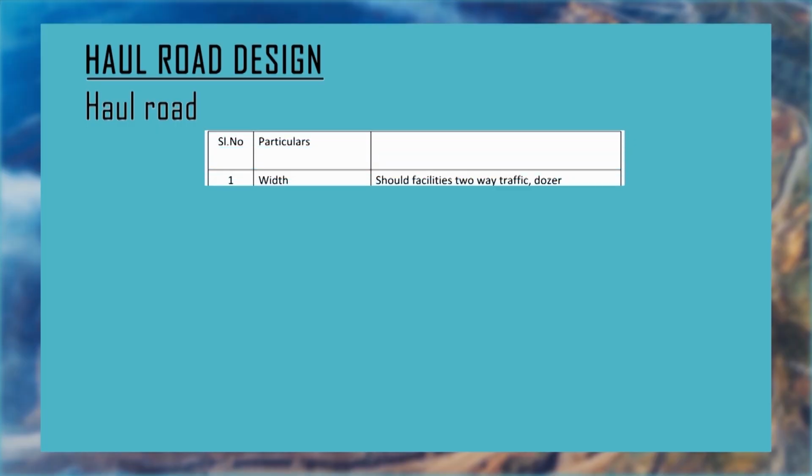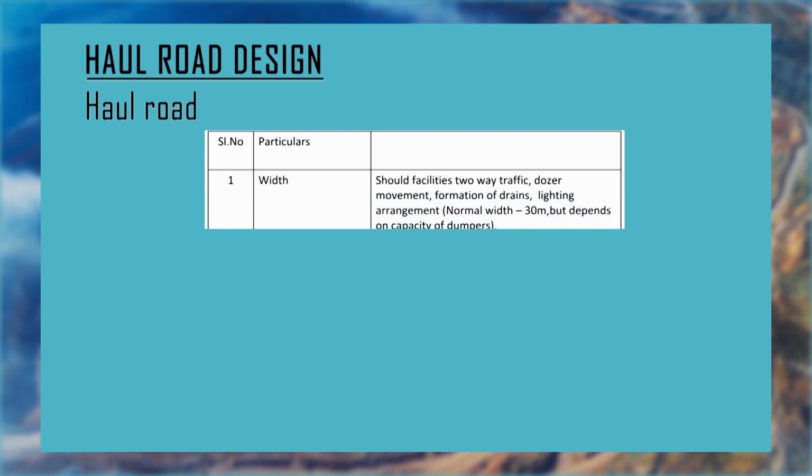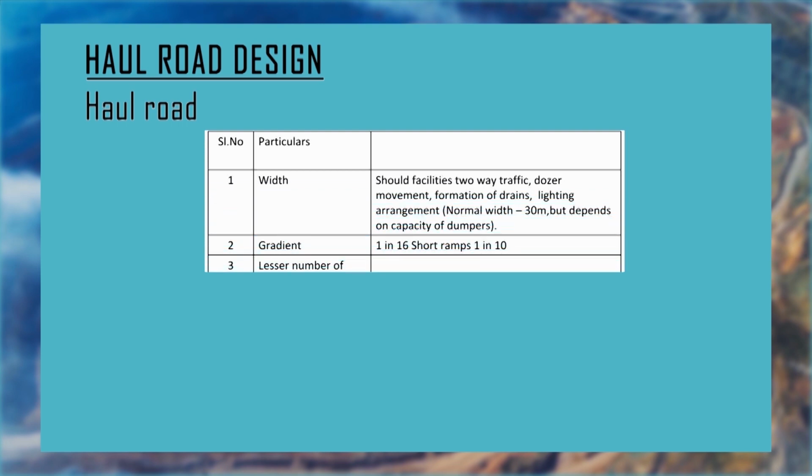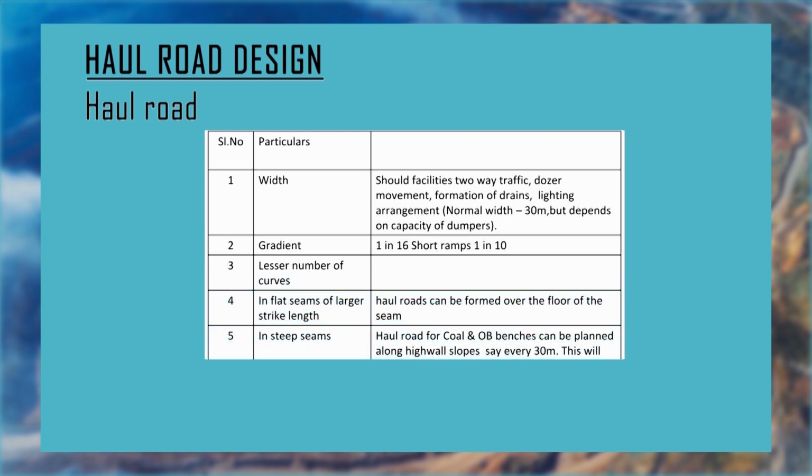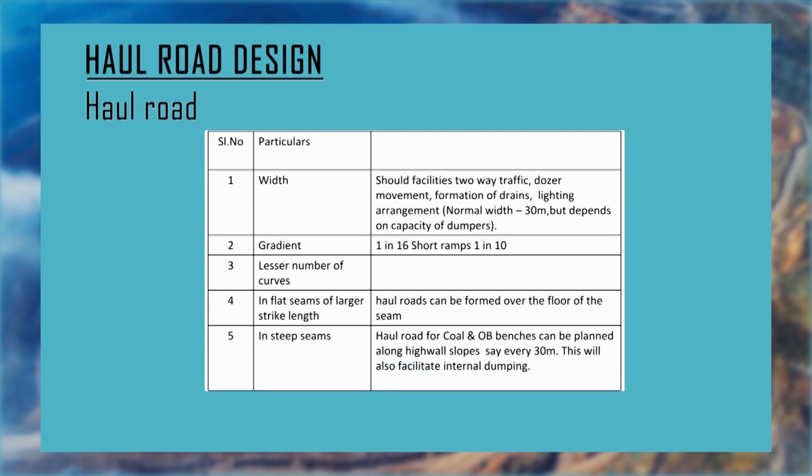These are the parameters. Particulars: width should facilitate two-way traffic, that is two lane traffic, dozer movement, formation of drains, and lighting arrangement. Normal width is 30 meters, but it depends on the capacity of dumpers. Generally the width of the roadway is 30 meters, and it may also depend on the width of dumpers. Gradient is 1:16 and maximum up to 1:10. In flats, mine waste dump.